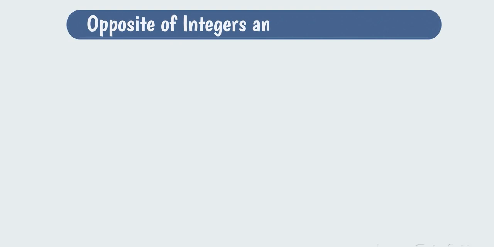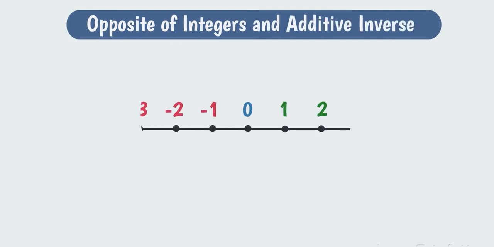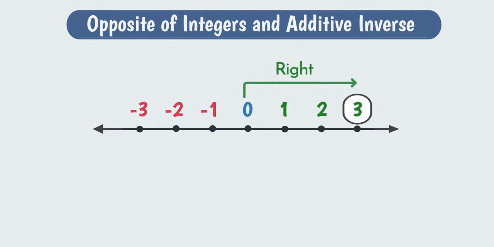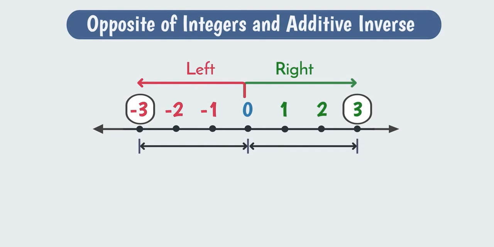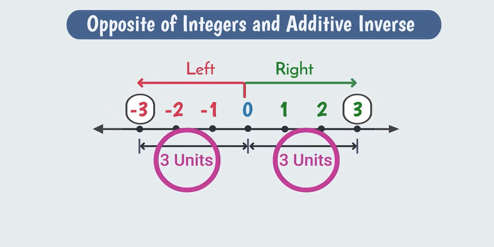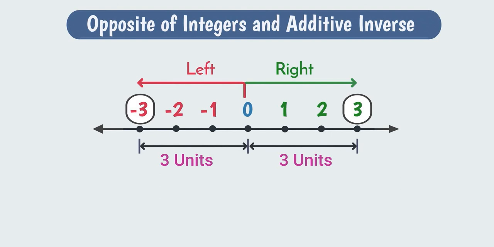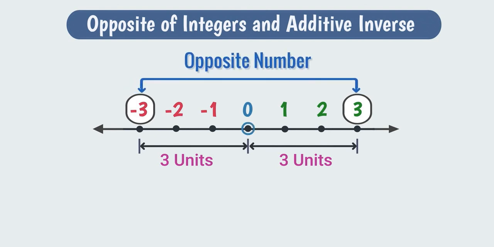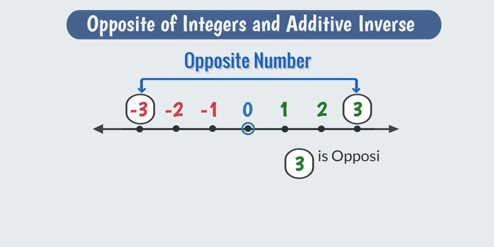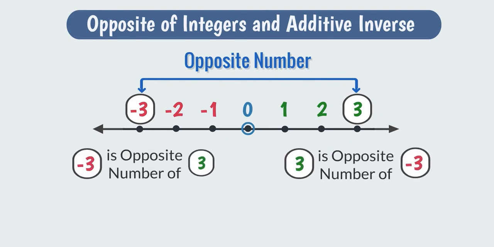Opposite of integers and additive inverse. Look at 3 and -3 on number line. 3 is right of 0 and -3 is left of 0. So they are in opposite directions. Further, the distance of these numbers from 0 is same, that is 3 units. The numbers which are at equal distances in opposite directions from 0 are opposite numbers of each other. So 3 is opposite of -3. Similarly, -3 is opposite of 3.